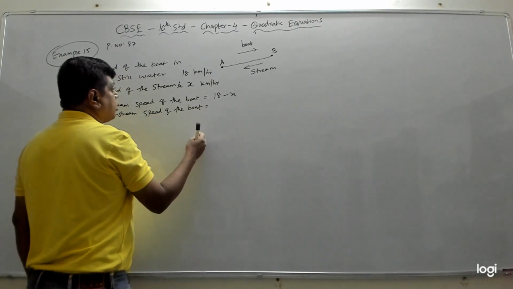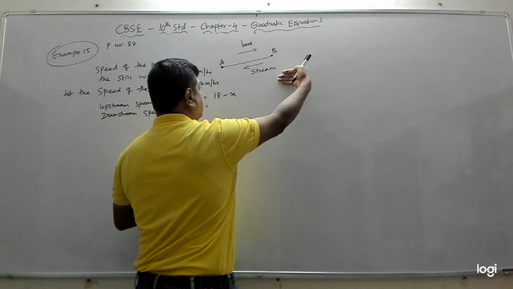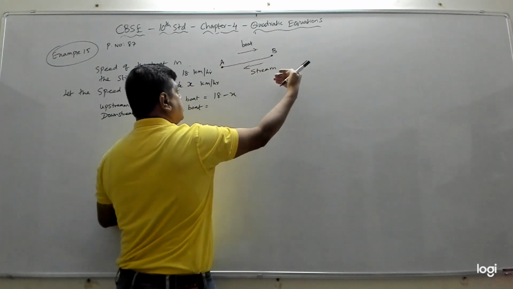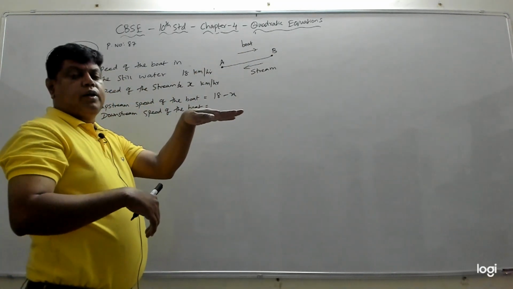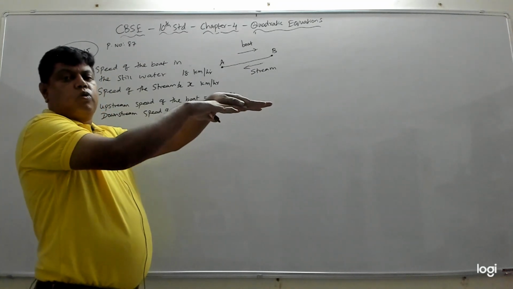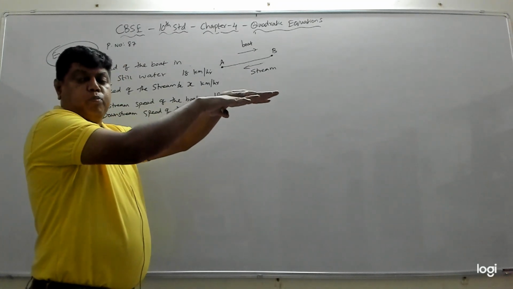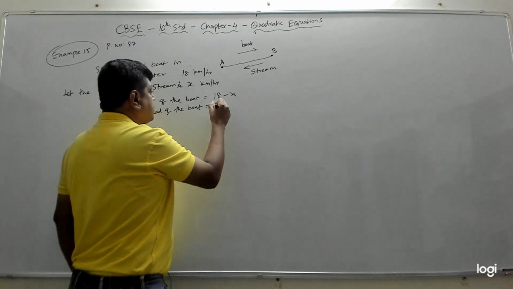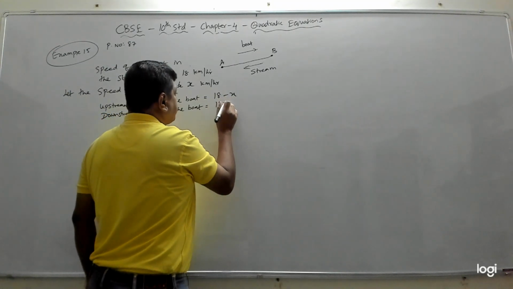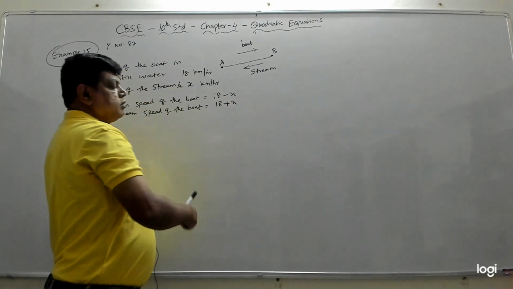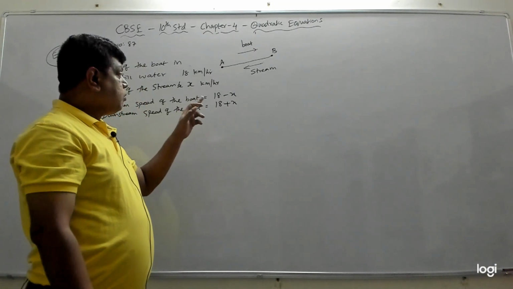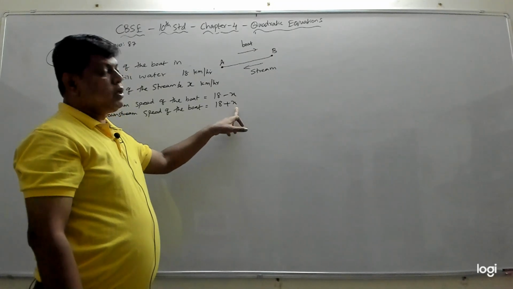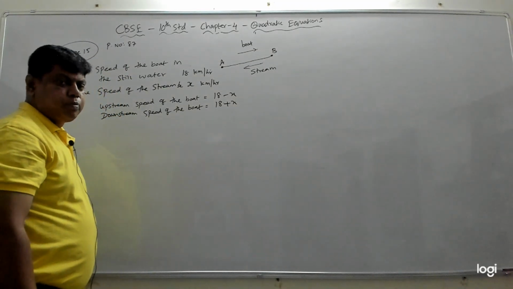That will be equal to, now downstream speed means the boat is also going in this direction, the stream is also going in this direction, which means the boat is already flowing at 18 km per hour, and the stream is also going x kilometers, so it will push the boat faster. So the downstream speed will be 18 plus x. Downstream speed will be the speed of the boat plus the speed of the water.